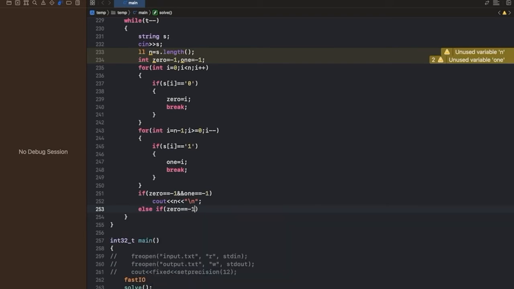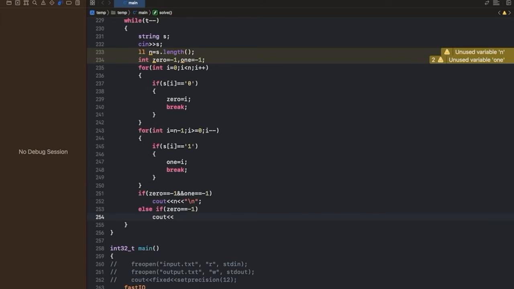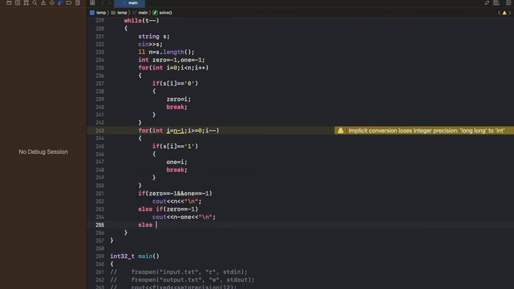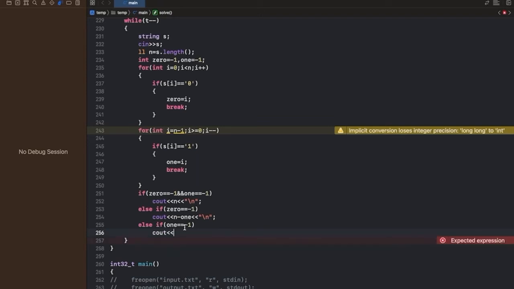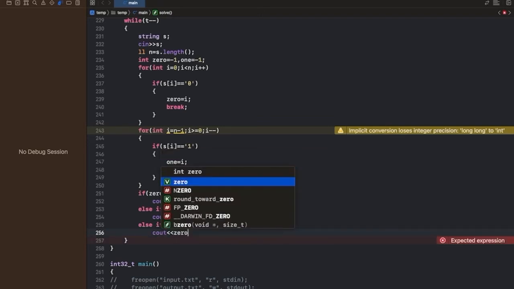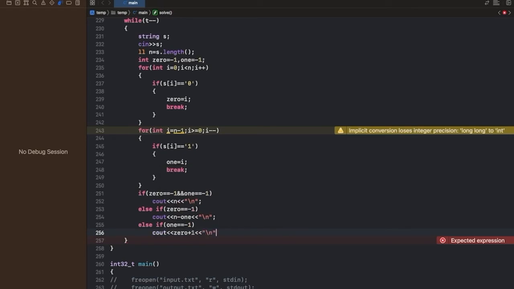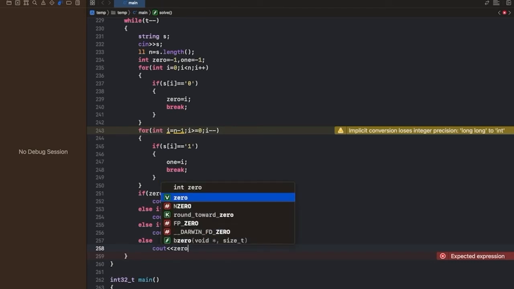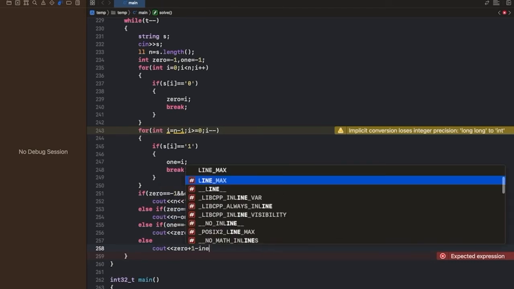In the case we have only ones, the output will be n minus the position of the last one. And in the case we have only zeros, the output will be the position of the first 0 plus 1. In the last case where we have both zeros and ones in the string, the output will be the position of the last 1 minus the position of the first 0 plus 1.